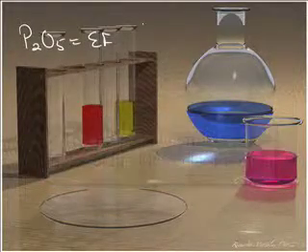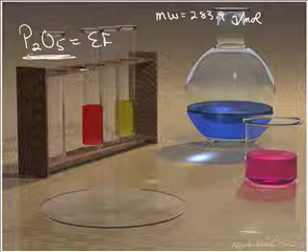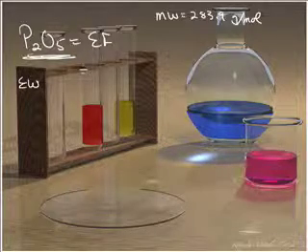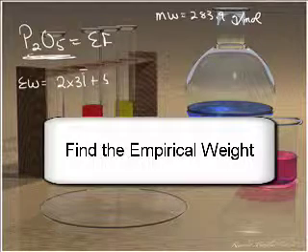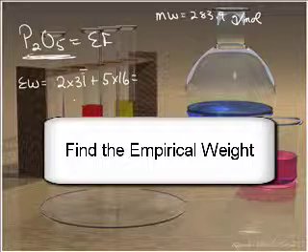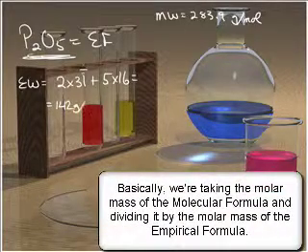Let's use one other piece of data that we haven't used yet: the molecular weight is 283.9 grams per mole. I want to find out what the empirical weight is. The empirical weight would be 2 times 31, since phosphorus weighs 31, plus 5 times 16. I'm going to guess that's like 141. Mr. Sams says 142. So 142 grams in 1 mole.